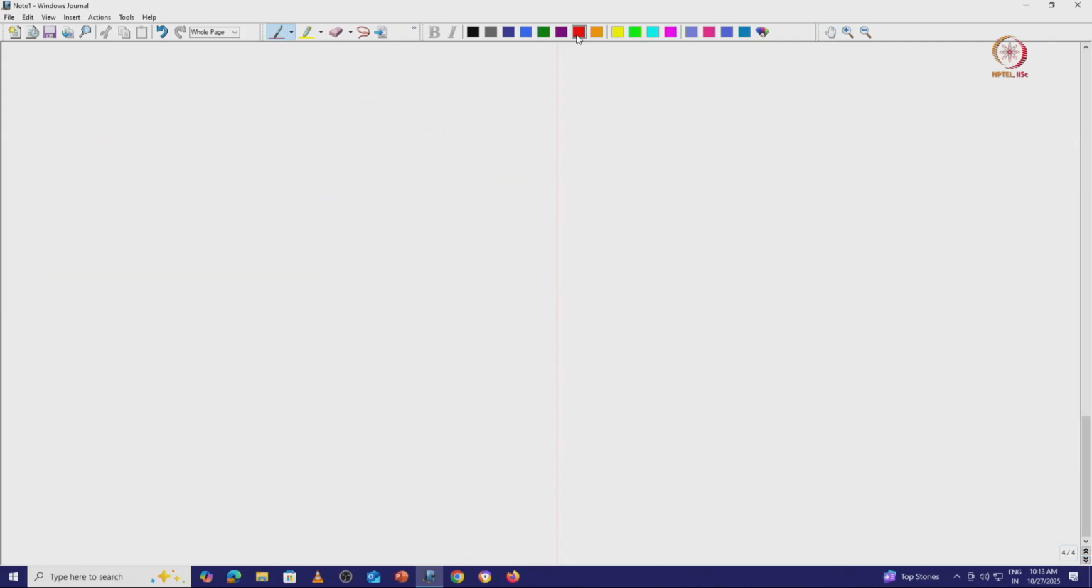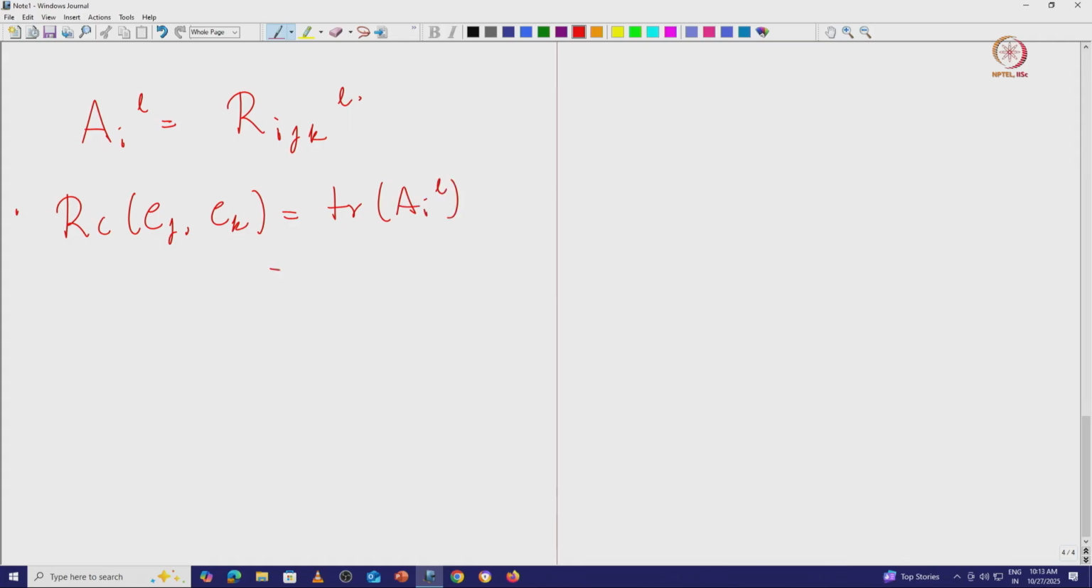and you see that the matrix of the linear transformation A^l_i is simply given by R_ijk^l, and so then the trace of this linear transformation, which is the Ricci curvature of (E_j, E_k), so this is the trace of A^l_i. So that is simply the summation of the diagonal terms, which by our observation is simply this. Okay, so that proves the first part of the proposition.